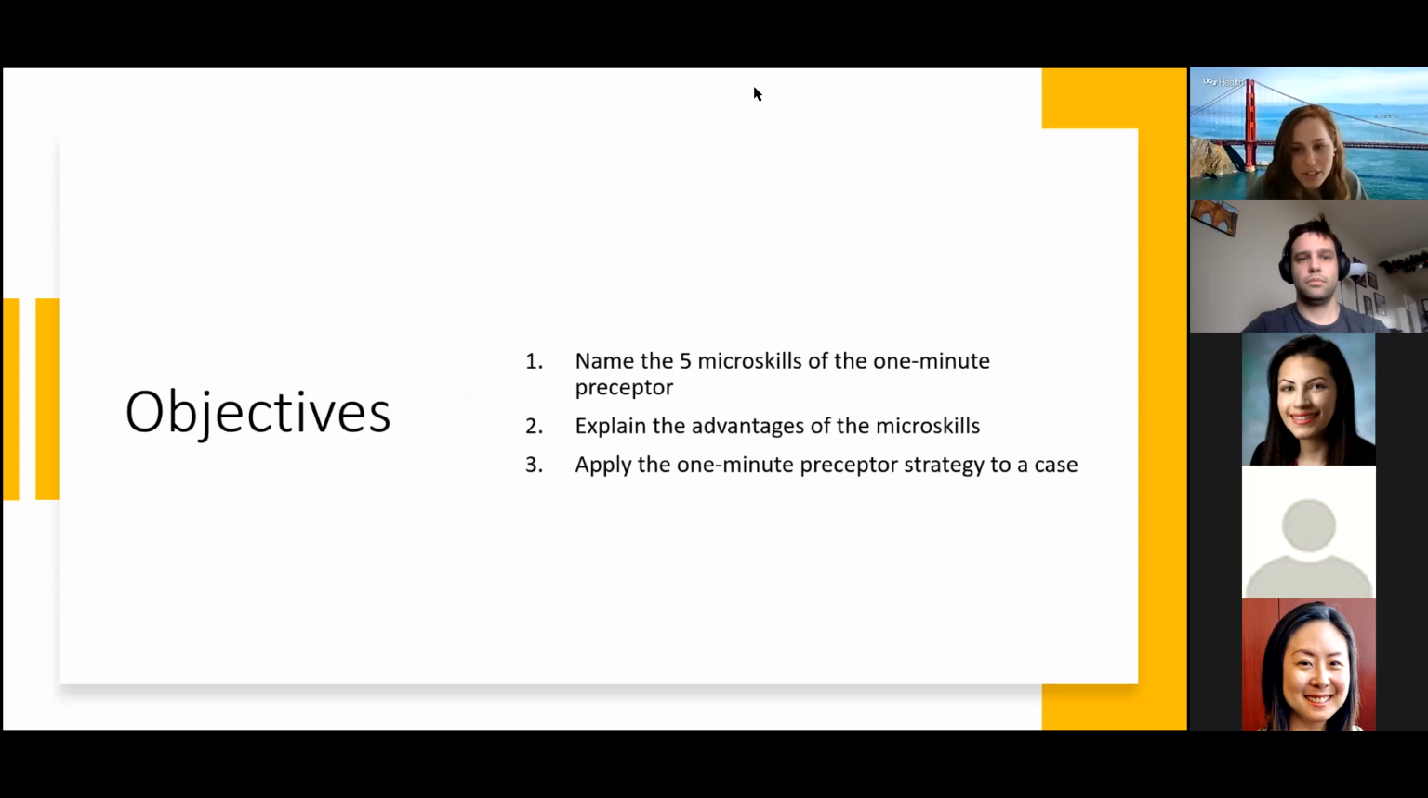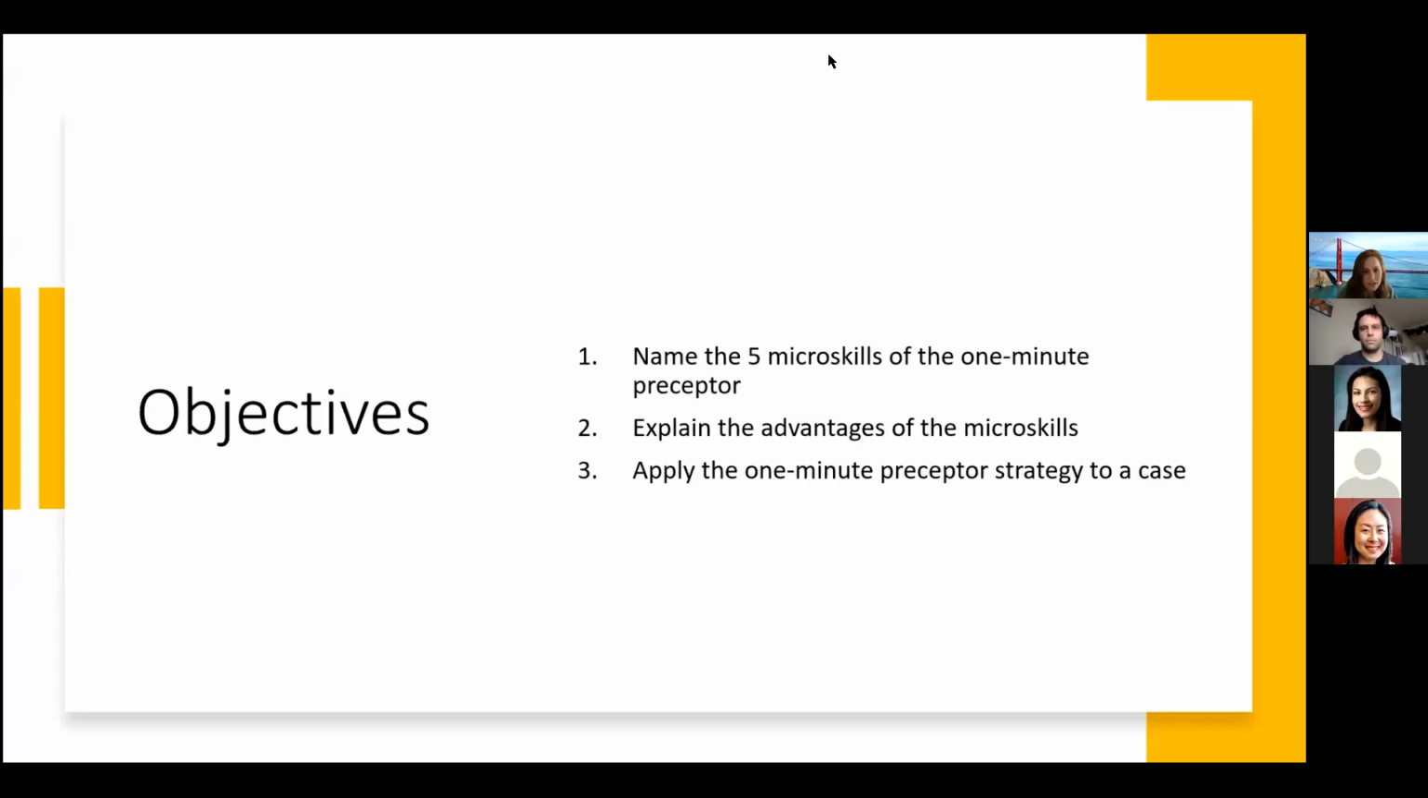Name the 5 micro skills of the 1-minute preceptor, explain the advantages, or really the roles or purpose for why we're doing these micro skills, and then we will get to apply this. And if anyone has used this model before, I would love to hear you chime in. We'll have a case, we'll see how it goes, and hopefully get some open discussion about it.